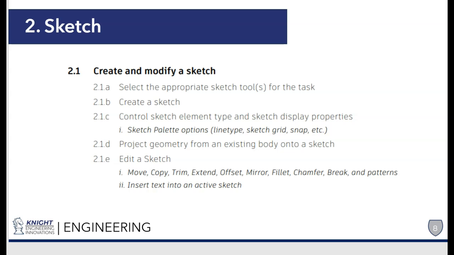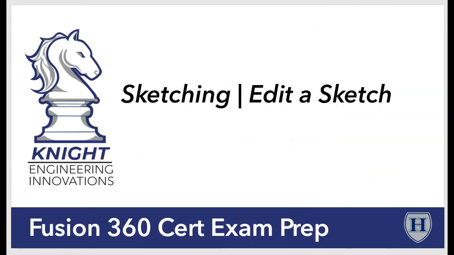So the sketch options that they list here in the domain are things like move. We want to be able to copy. We want to be able to trim, extend, offset, mirror, fillet, chamfer, break, and patterns. So we're going to go one by one, and this is going to be interesting and fun. So let's get started.